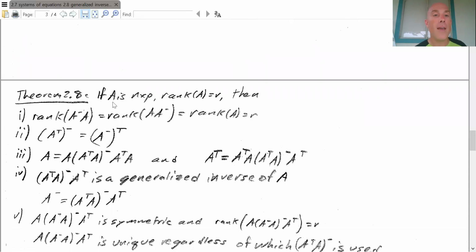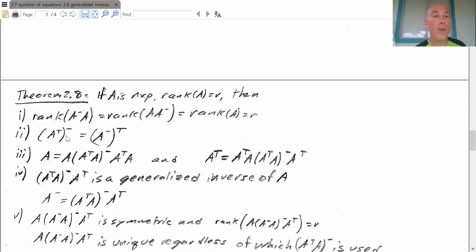All right, so if A is n times P and the rank of A is R, then the rank of generalized inverse A times A is equal to the rank of A times generalized inverse of A, which is going to end up being the rank of A, which is R. So multiplying by the generalized inverse does not change the rank.